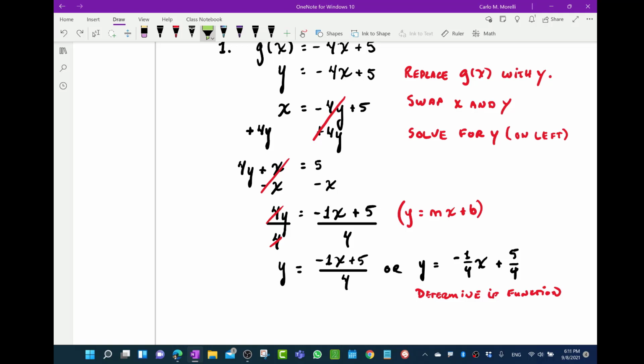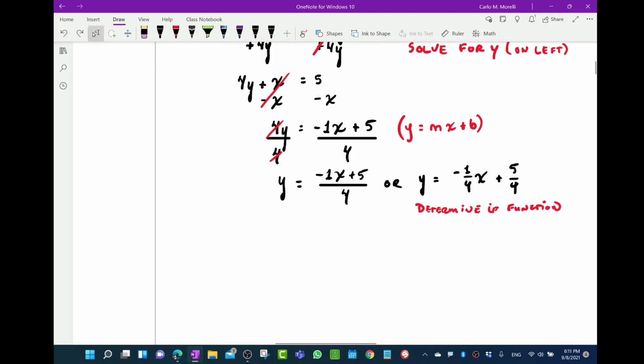All right. I'll just demonstrate that a couple of times so you see what I'm getting at. We'll try 0 for y, all right? Okay, so 0 equals negative 1 over 4x plus 5 over 4. And so if I wanted to solve for x, okay, I would subtract 5 over 4 from both sides.